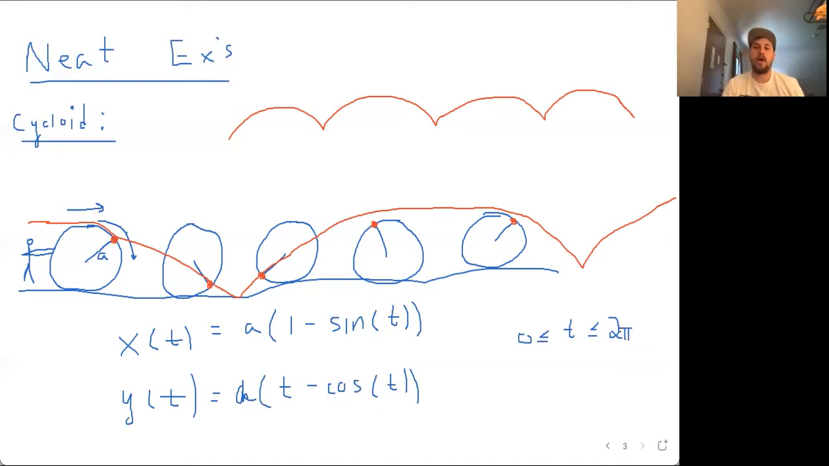So that's one pretty neat example that's a little more involved, and you can see where it would show up in physics and stuff, is to look at the parameterization of cycloids. Okay, the next example that I wanted to show is called a hypocycloid.